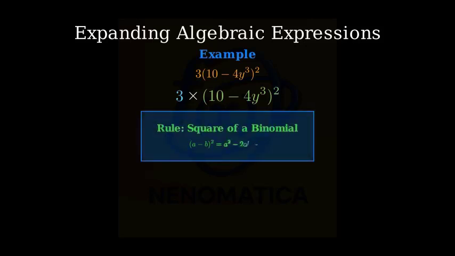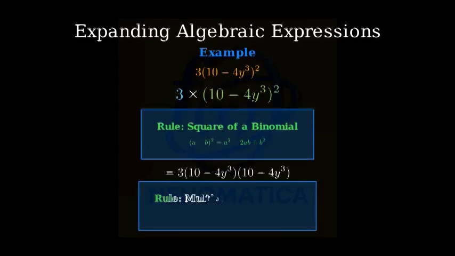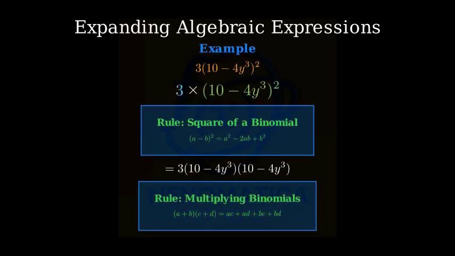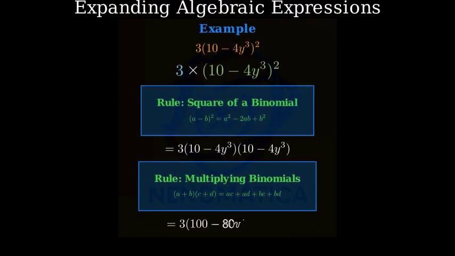Remember, the square of a binomial follows the pattern (a minus b) squared equals a squared minus 2ab plus b squared. So, let's apply this to our expression. We'll expand the term (10 minus 4y cubed) squared. Now, we need to distribute and multiply these binomials together. When multiplying two binomials, we use the distributive property to multiply each term of the first binomial by each term of the second. Let's multiply these terms.